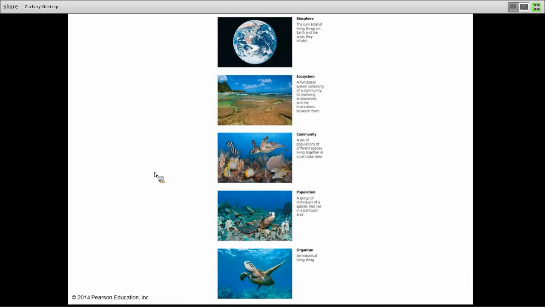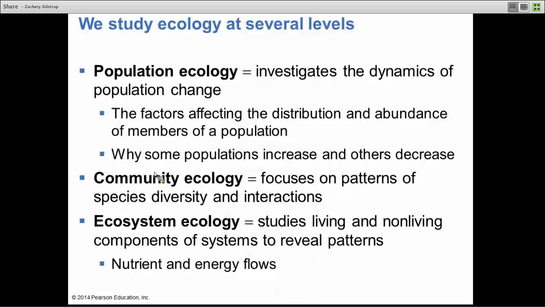And here's just a small diagram of what we're talking about here. Biosphere, ecosystem, community, population, down to an organism. So life exists in a hierarchy of levels, from atoms, molecules, and cells up through the biosphere, which is the cumulative total of living things on Earth and the areas they inhabit.